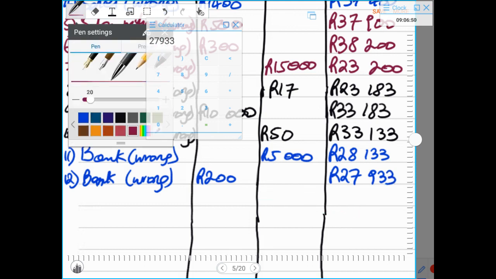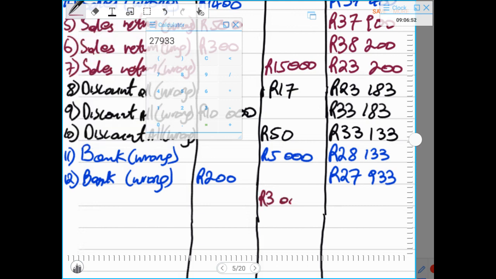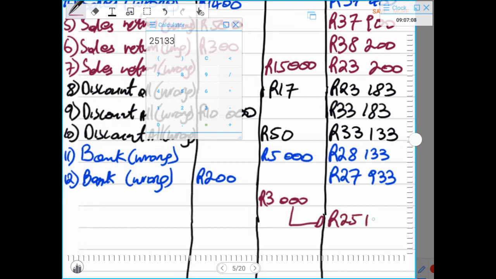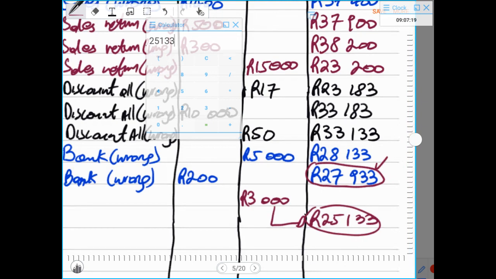The right balance had the right 3,000 be recorded on the right side. The right balance was going to be an amount of 28,133 minus 3,000. The balance was supposed to be 25,133. So we can see that this balance is 27,000, but it was supposed to be 25,000. So this balance is overstated, and when it's overstated, we need to cancel this 200 first.